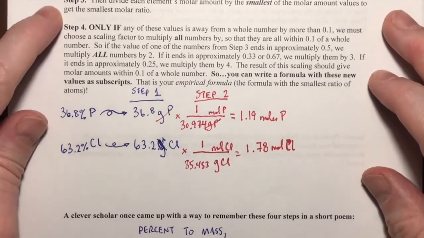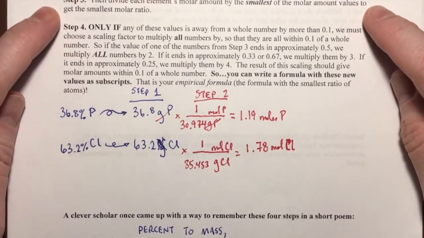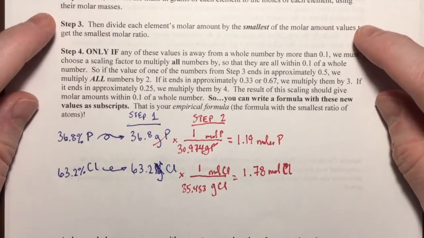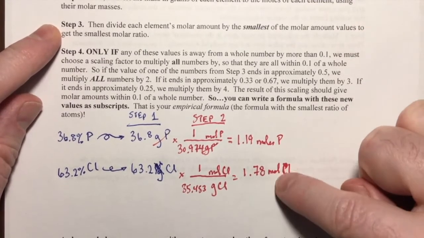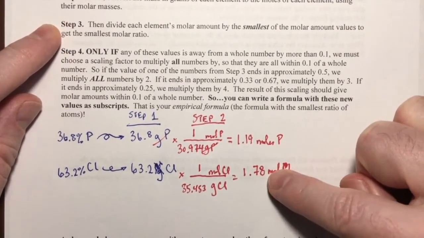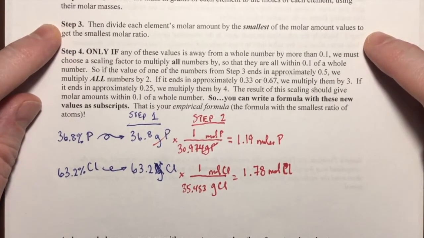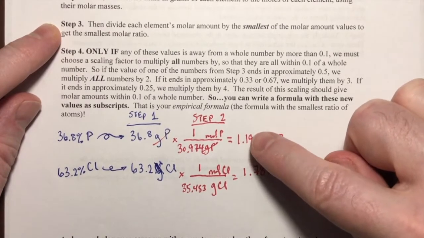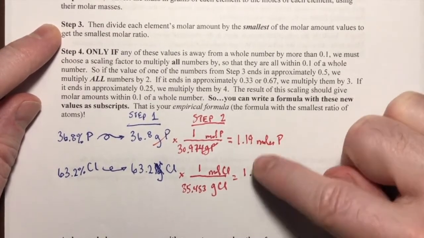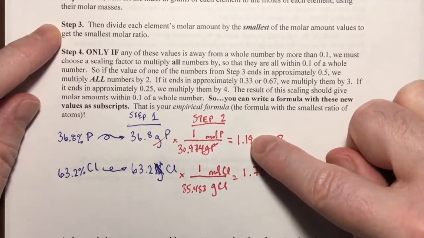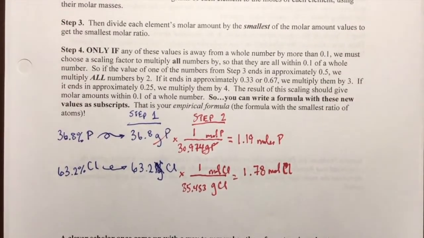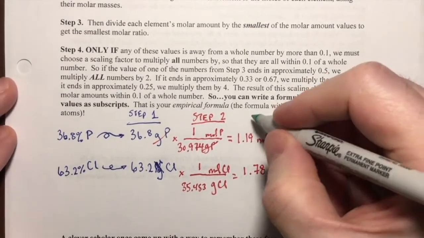Step 3 is a fairly simple step, but it's one that a lot of students forget to do or don't do consistently. Basically, step 3 says divide each element's molar amount, each of these numbers, by the smallest of the molar amounts. So if I've got 2 of them, I will take the one that is smallest. If I've got 3 of them, I will still take the one that's smallest, and I will divide these amounts by that smallest number. So I'm going to do that in a different color now. This is step 3.